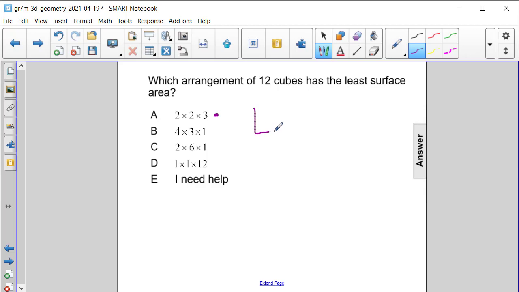So this first one, 2 by 2 by 3, we'll make it purple. So that's going to be 2 by 2, and we're going to make another one of those a little further back. And then we're going to connect all the vertices. And this is 3.